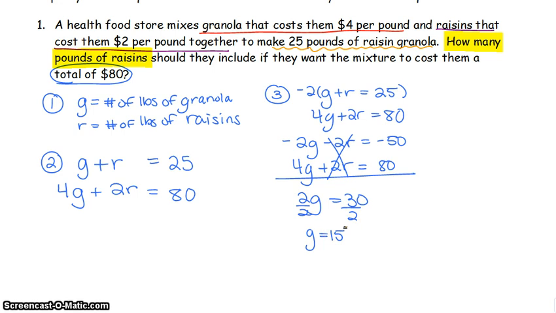That's part of my battle. Now what I have to do is find r. So I go back to one of my original equations, and I know that g plus r is 25.